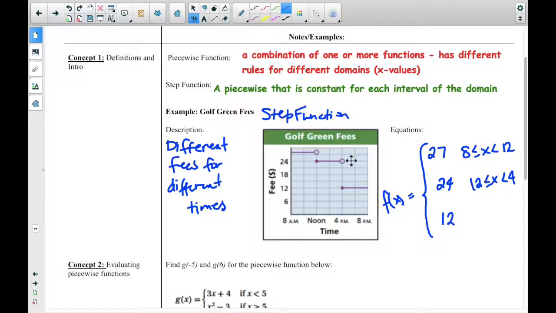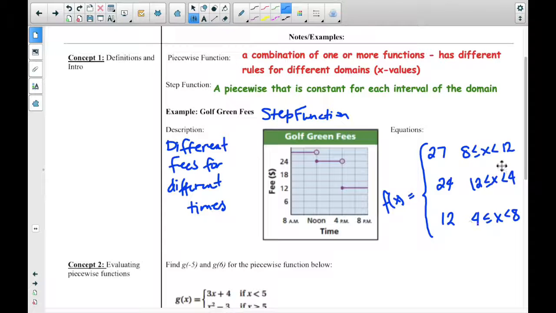Notice also I put an equal to because it includes that one. And I put the equal to here because it includes that one. And I put a less than without the equals because it's an open dot. And then the $12 is if you show up between 4 and 8, then it's going to cost you $12.